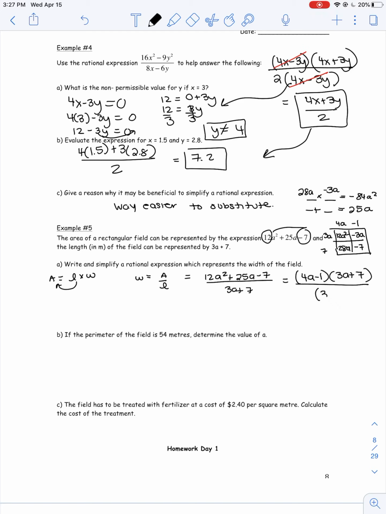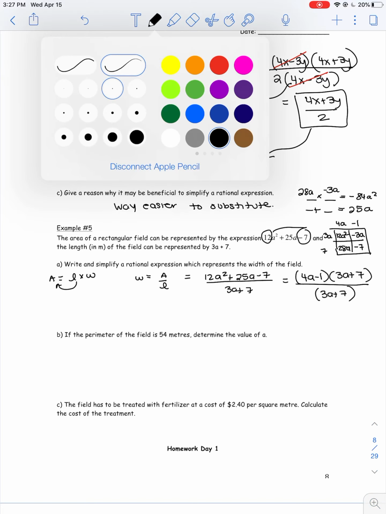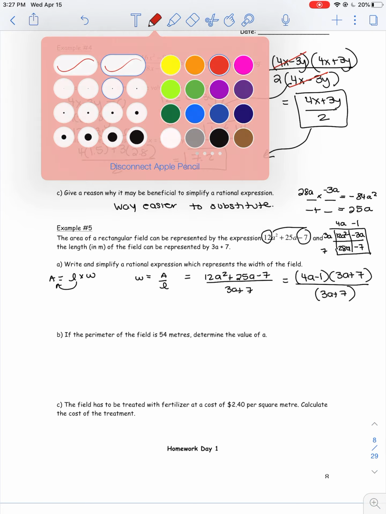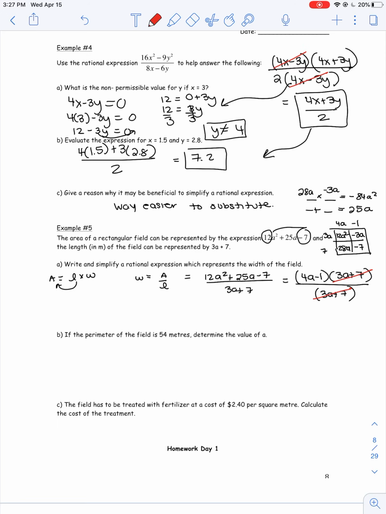So you want to be familiar and comfortable with factoring. And 3a plus 7 goes at the bottom. So what's nice is that these two factors cross each other off, leaving us with the width equal to 4a minus 1.